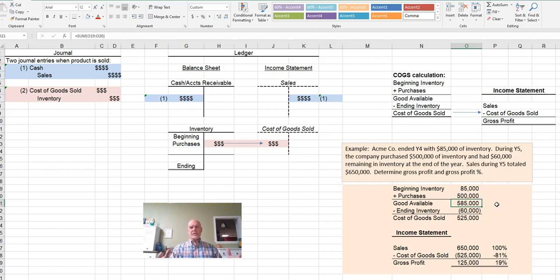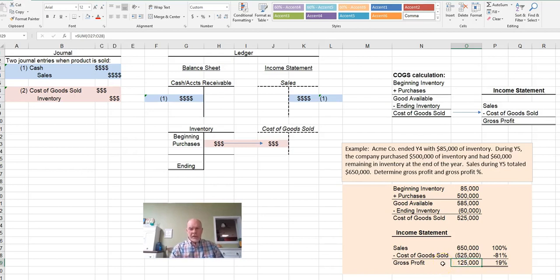When all is said and done, that inventory is either still here or it's somewhere else. We can look on the shelf and we can see what's still here. We can add that up. So if our ending inventory is 60, subtract that, and we can determine that the cost of the goods that went out the door, the cost of goods sold, is $525. And that $525 would be subtracted from our sales. That was $650. That gives us a gross profit of $125.